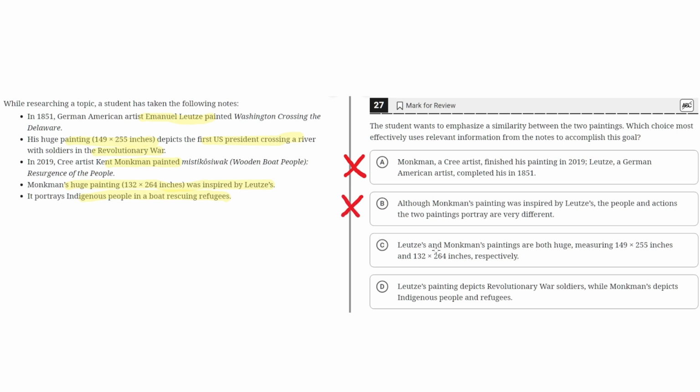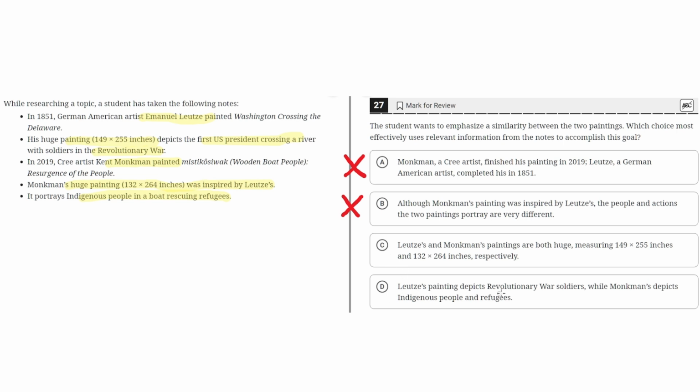C. Lutz's and Monkman's paintings are both huge, measuring 149 by 255 inches and 132 by 264 inches respectively. This seems to be the correct answer because this properly emphasizes a similarity between the two paintings, which is that they are both huge.